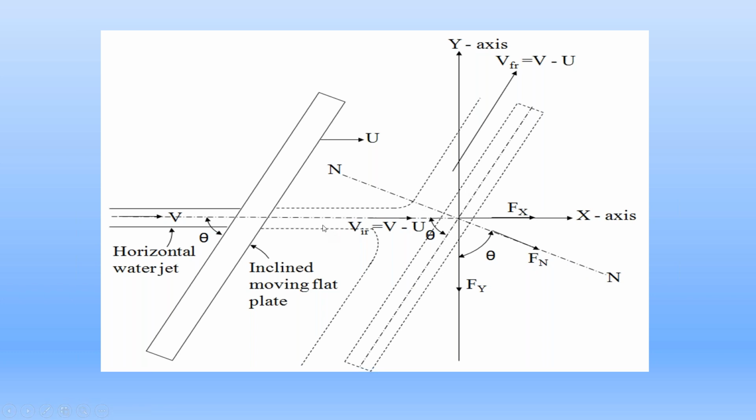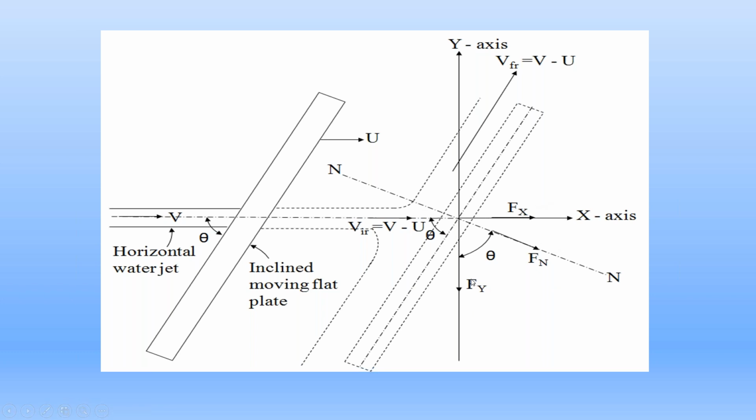Let this water jet apply the force Fn on the inclined flat plate in the perpendicular direction. Along this perpendicular direction, the water jet applies the force Fn on the inclined flat plate. First, we are going to discuss the equation for this force Fn, exerted by the water jet on the inclined flat plate in the direction perpendicular to the surface of the flat plate. Then, we discuss the equations of force Fx and force Fy.